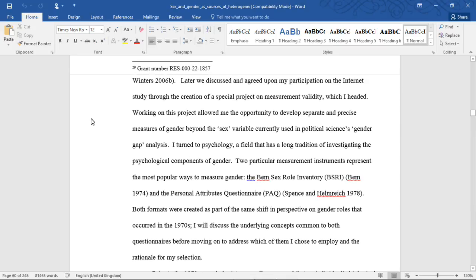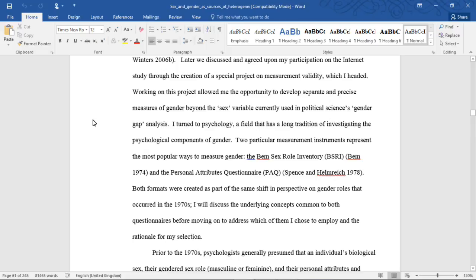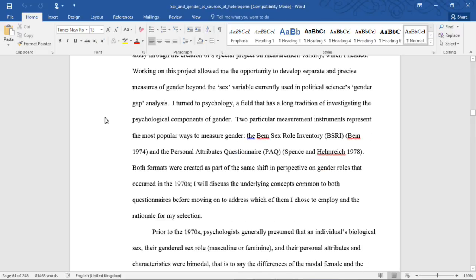Working on this project allowed me the opportunity to develop separate and precise measures of gender beyond the sex variable currently used in political science's gender gap analysis. I turned to psychology, a field that has a long tradition of investigating the psychological components of gender.